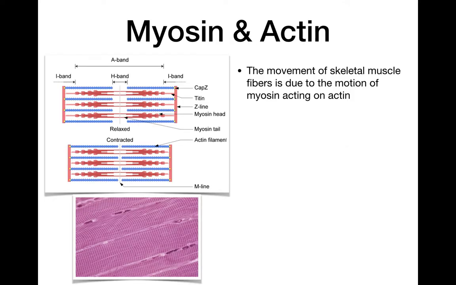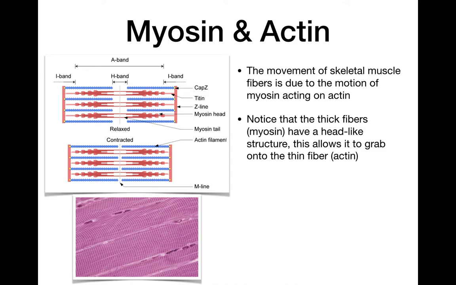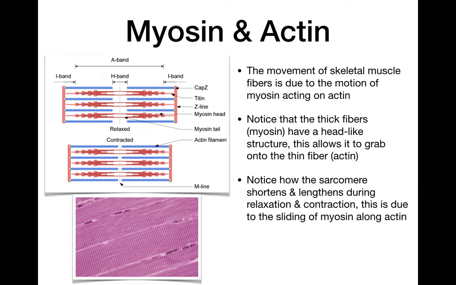Okay, so let's talk about myosin and actin. This happens because myosin is acting on actin. If you look at the structure here, you'll notice the myosin has these distinctive head-like structures, right? These little round circles, that's the myosin heads. And the thin fibers, the blue fibers here, those are actin. So the myosin heads grab onto the actin.